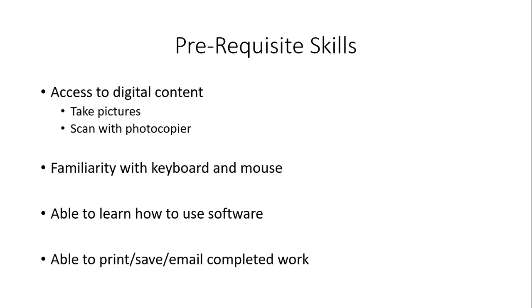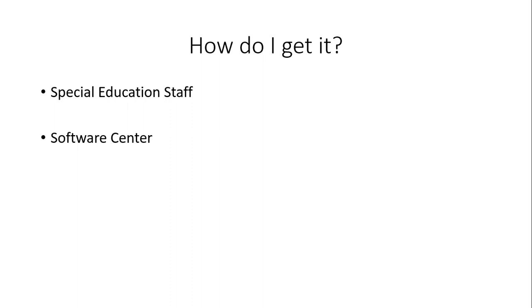Prerequisite skills are that the students need to have access to digital content. So you can't annotate over what you don't have, and that content can be brought in via pictures from a phone, a scanning from a photocopier. If you happen to have digital content, you can email it to the student, but you've got to have that digital content. It certainly helps if the student has familiarity with the keyboard and mouse, and has the cognitive skills to learn new software, as well as to print, save, and email their completed work.